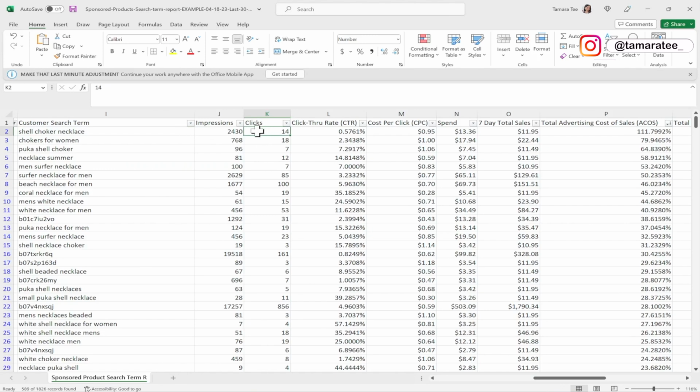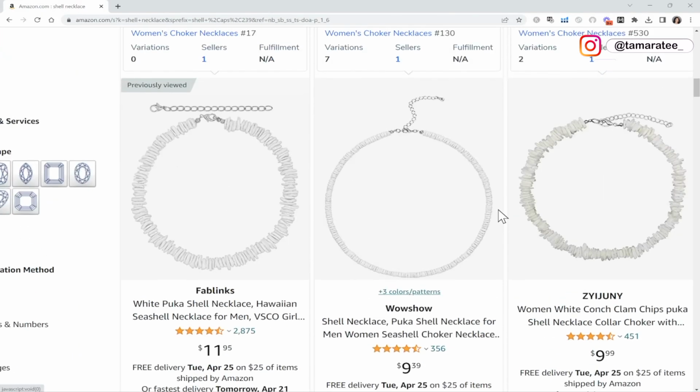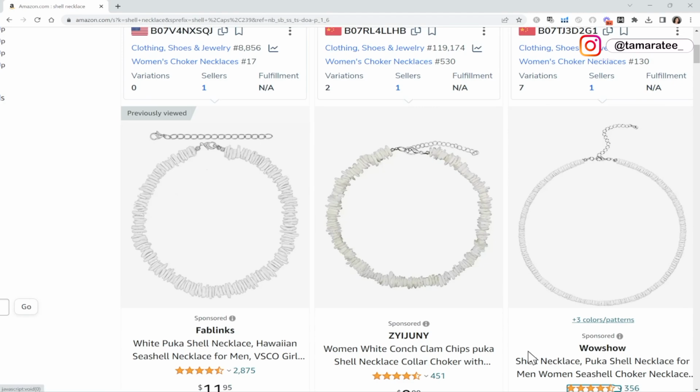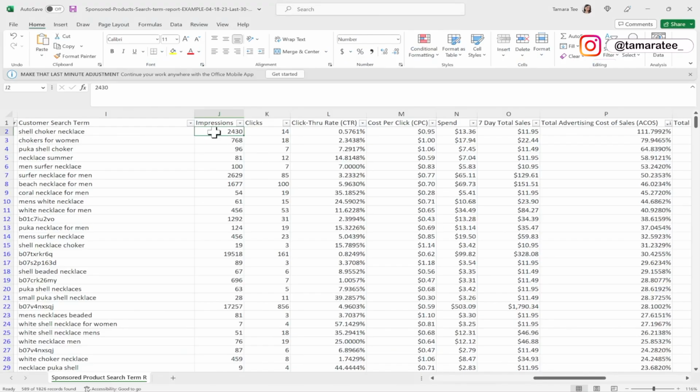So this tells me in the last 30 days, there were 2,430 impressions. This means that 2,430 people saw my sponsored ad on Amazon. So when people are scrolling on Amazon, they saw my ad up here, let's say, somewhere up here, and it says sponsored ad. And then out of this amount of people who saw my ad, 14 people clicked on my ad, which is pretty bad. It means that a lot of people saw my ad, but a very little amount of customers clicked on it. And when they did click on it, my ACoS was super high. So my ACoS is 111%, which is really bad.